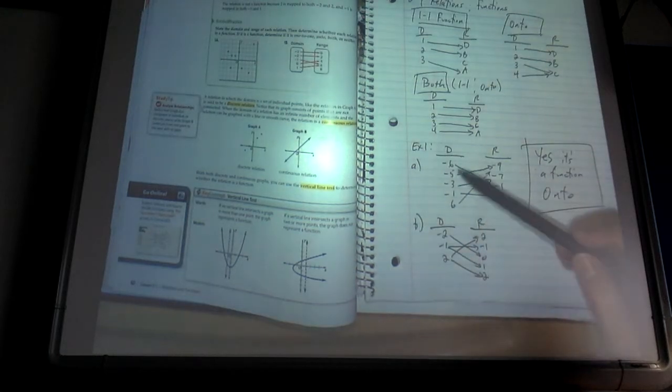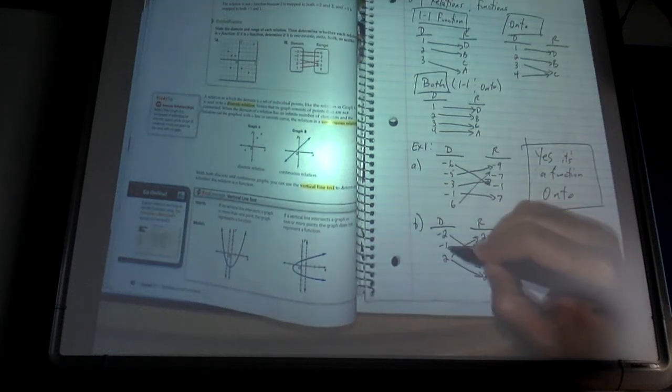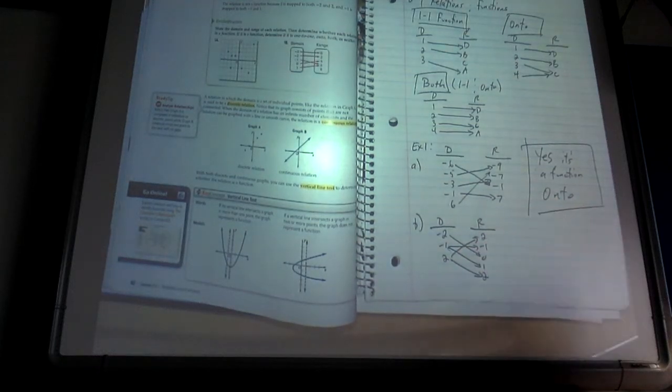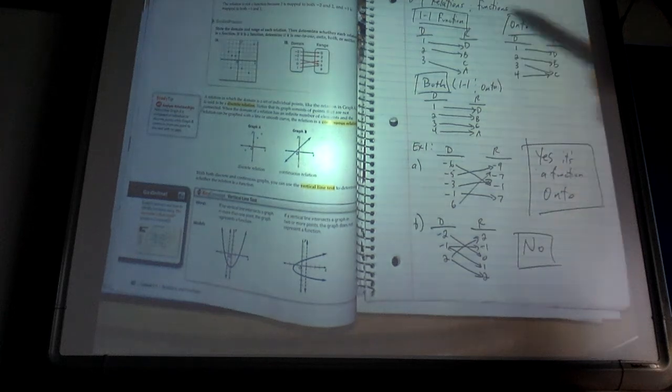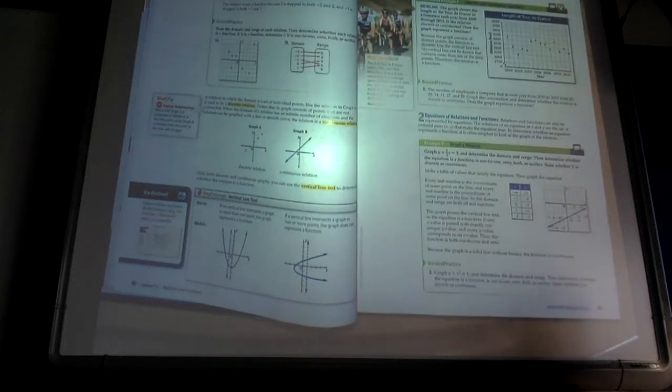All right, so again here, each x went to its own y. But look at -1 right here. It goes to -1 and to 1. That's saying, hey, -1 is married to 2 different values. This is not even a function, and we're done. It can't be 1 to 1 or onto if it's not even a function. So there's an example of that. All right, let's keep going.